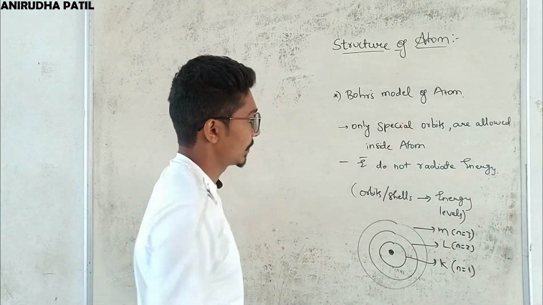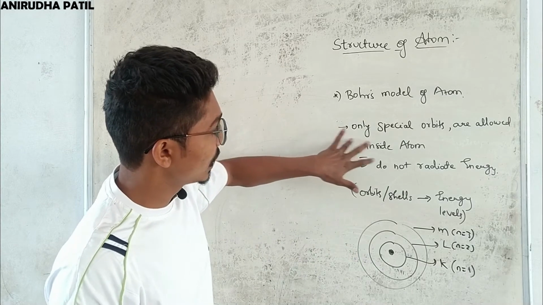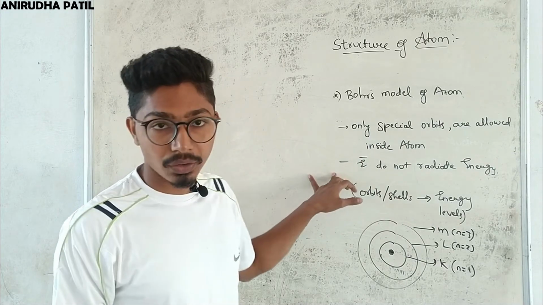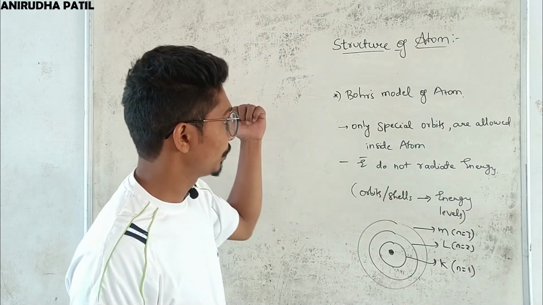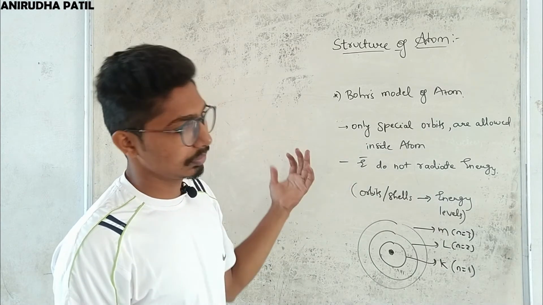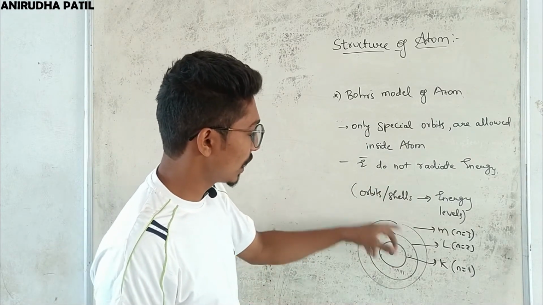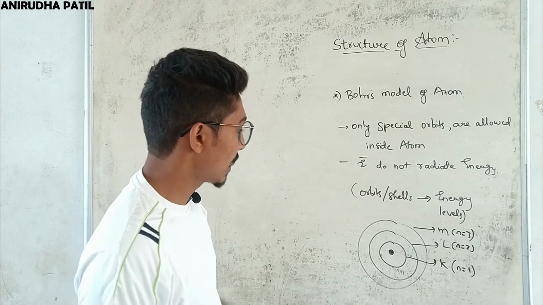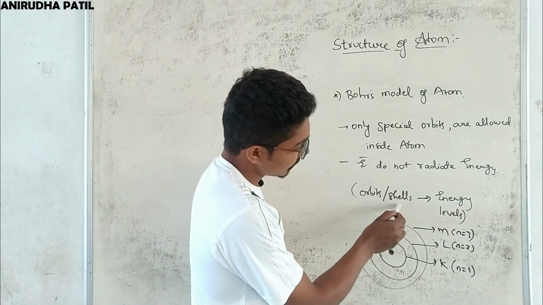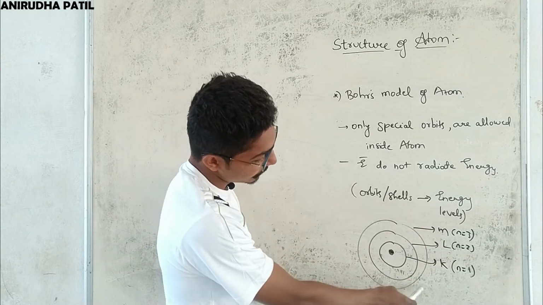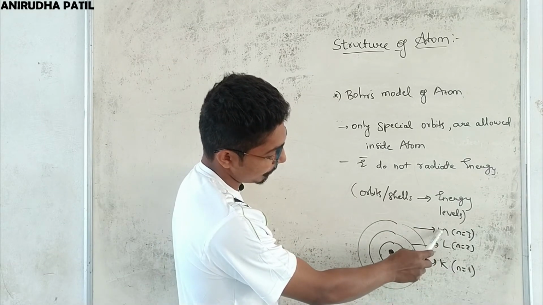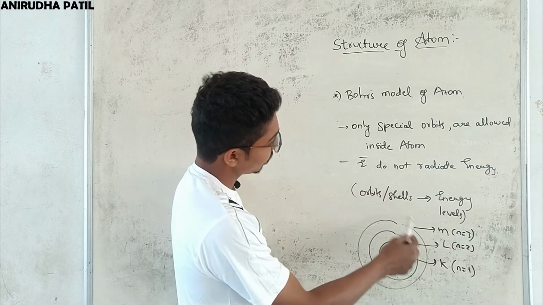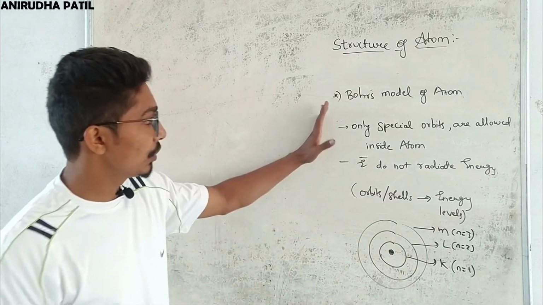So Bohr's model of atom. According to Bohr, only special orbits or energy levels are allowed inside the atom, and this was the main definition that Rutherford could not tell. He said that electrons emit energy while revolving, but Bohr said that electrons do not radiate energy, and that's why the atom is stable, and maybe he is right. So these orbits and shells are known as energy levels, and energy levels are indicated using the letters K, L, M and so on, where n stands for 1, 2, 3, and in these specified orbits, electrons revolve around the nucleus. So that was Bohr's model of atom.